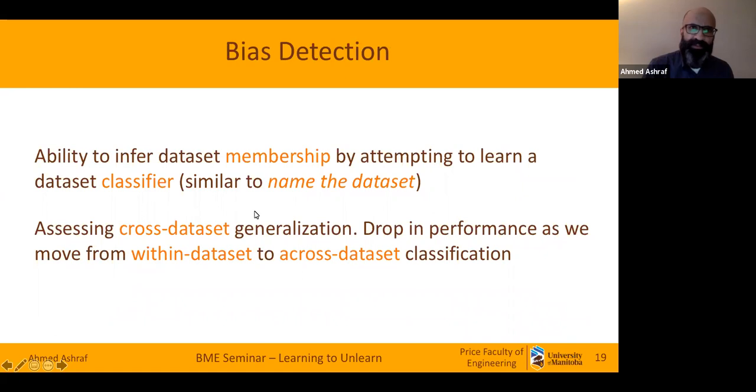And of course, I'm not going to spend too much time on this. I think you already got the intuition of what are the factors that should raise a red flag. Of course, if you are able to learn a dataset membership classifier that performs better than chance, that should raise a red flag. If you want to assess cross dataset generalization, and within dataset performance is super, but the moment you move to a different dataset it drops, of course, that's a red flag. So these are the two basic measures of assessing whether there is bias or not.